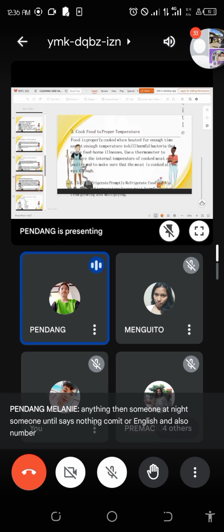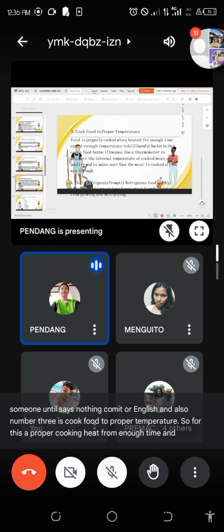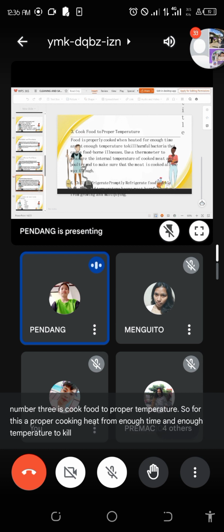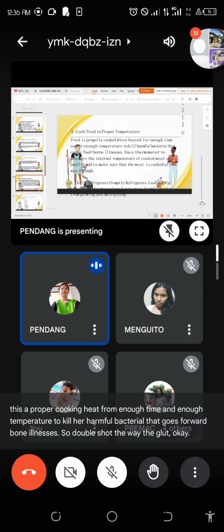Number three is cook food to proper temperature. Food is properly cooked when heated for enough time and at enough temperature to kill harmful bacteria that cause foodborne illnesses. So, the way you cook should reach the right temperature, so that the bacteria die from the heat.